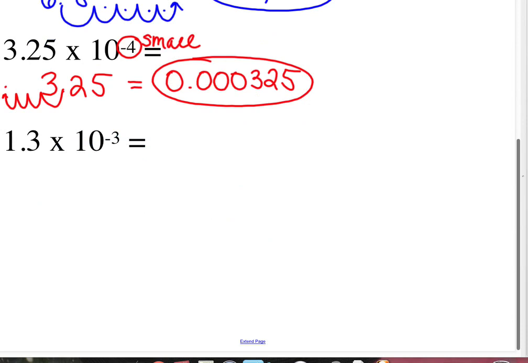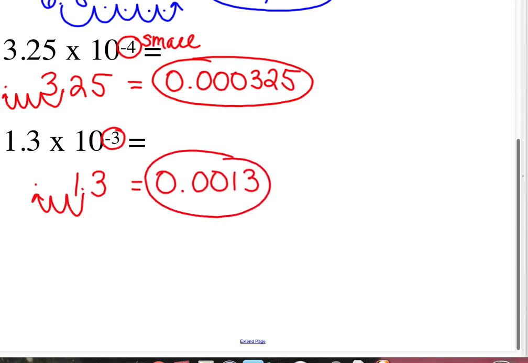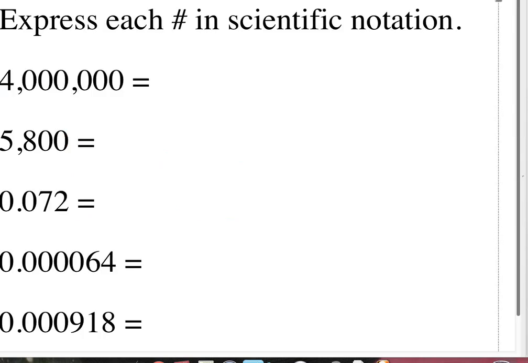How about this guy? 1.3 times 10 to the negative 3. That's, again, microscopically small. So 3 jumps to the left. 1, 2, 3. That's where it lands. Add 2 zeros, and then the 1, and then the 3. Negative exponent made a microscopically small number, right? A decimal. What's next? Let's go the other way.